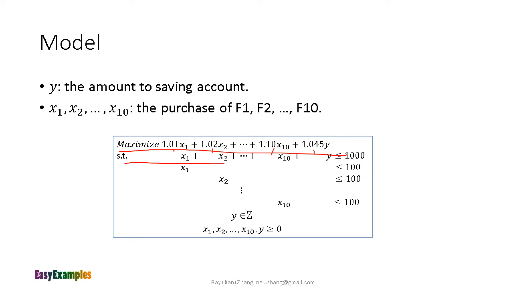The first constraint says that the total amount used to buy mutual funds and to put into the saving account should not exceed 1,000, which is Mike's budget. And the following constraints say that for each fund, the maximum purchase should not exceed 100. This constraint says that the amount to put into the saving account has to be an integer, and the last constraint constrains the decision variables to be non-negative.